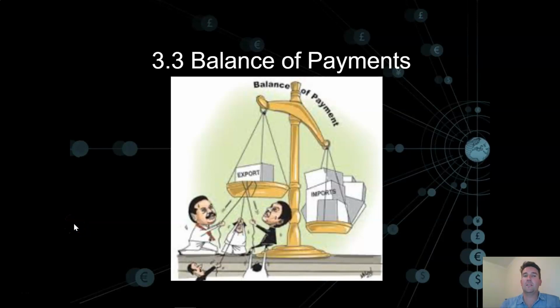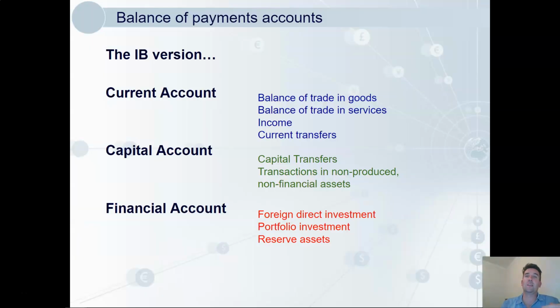Hi all, this is the lesson on section 3.3, the balance of payments. This is how governments manage and classify all the money that is both sent overseas and received from overseas. Some countries do this slightly differently, but to counter this, what the IB have decided is a common version that they expect us all to know and use for this course.